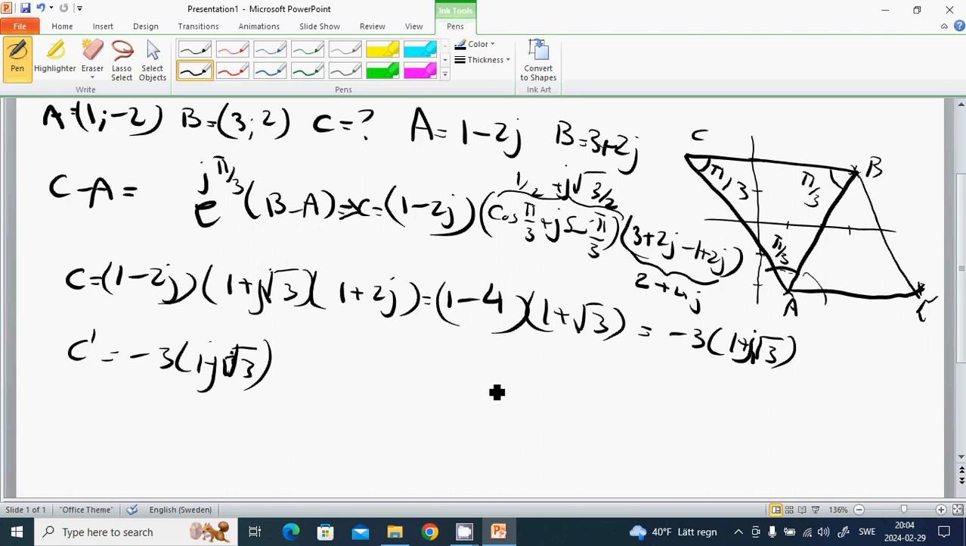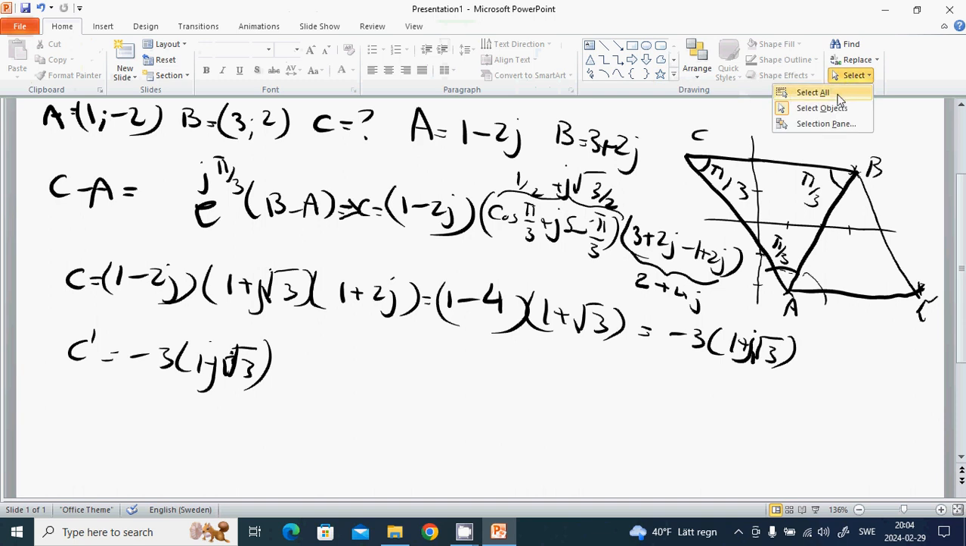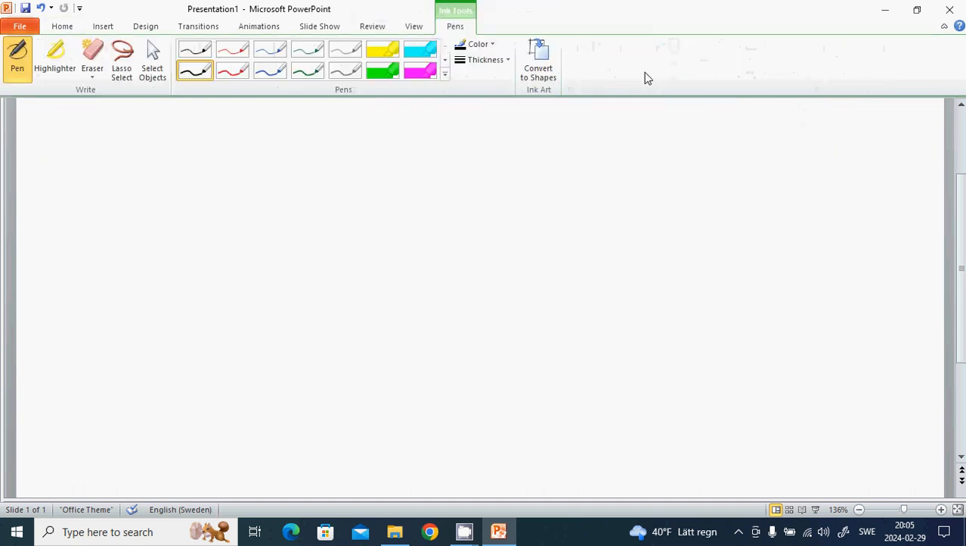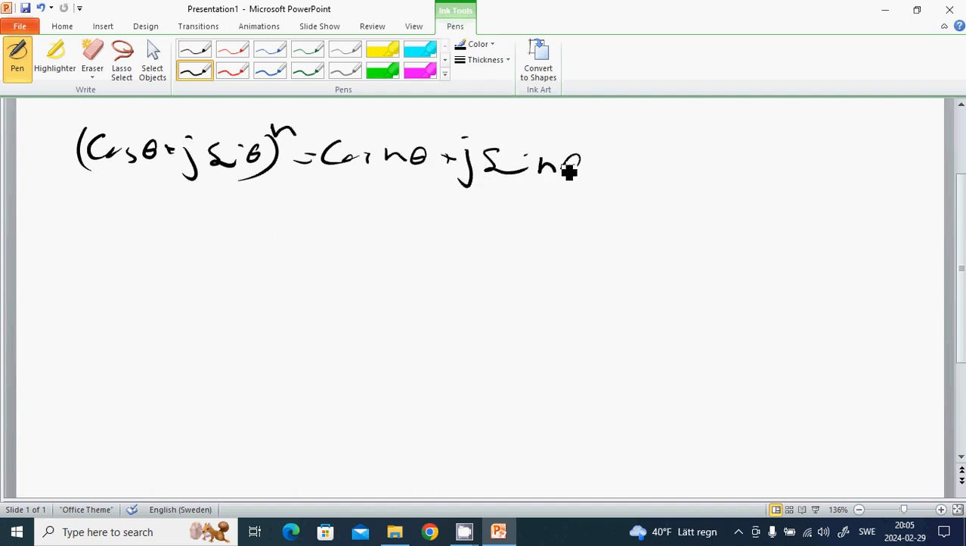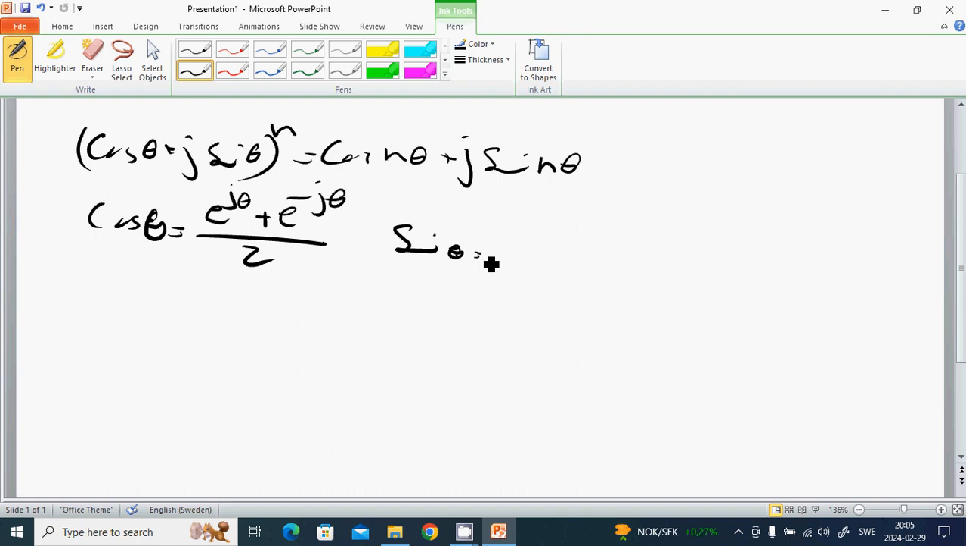Okay. Now we are going to define a more interesting thing, de Moivre's formula: (cosine theta plus j sine theta) to the power of n equals cosine n theta plus j sine n theta. And Euler's formula: cosine theta equals (e to the power of j theta plus e to the power of minus j theta) divided by 2, and sine theta equals (e to the power of j theta minus e to the power of minus j theta) divided by 2j.